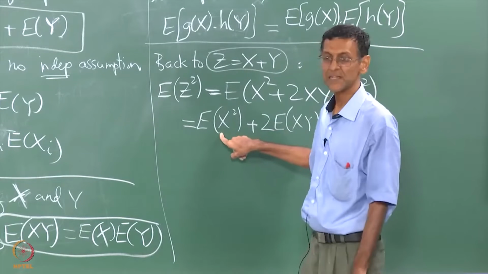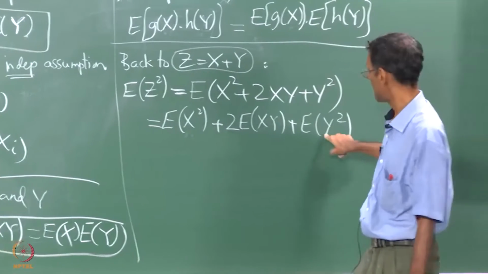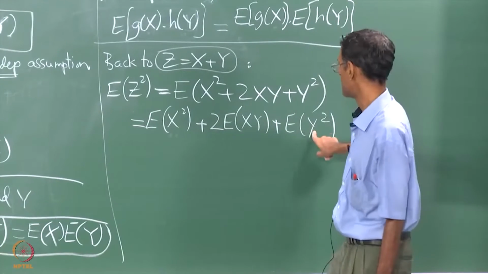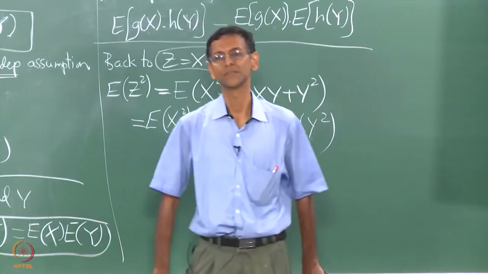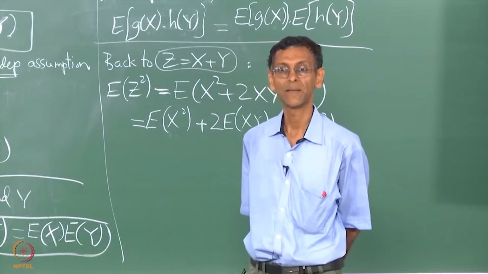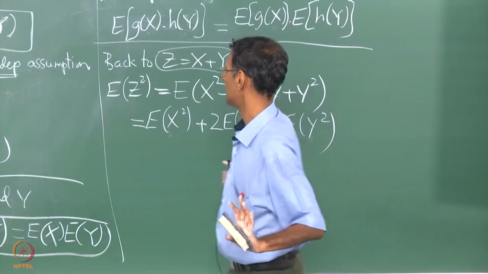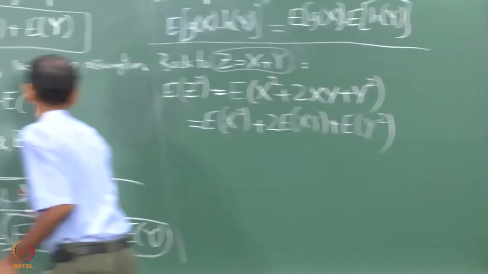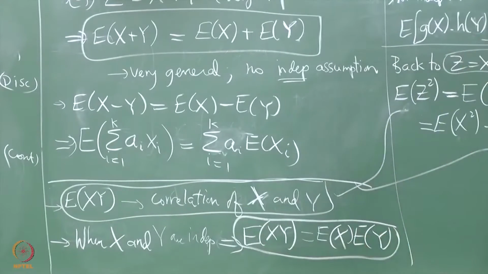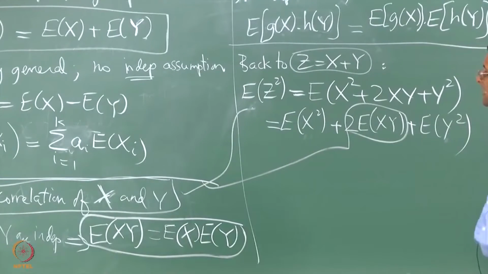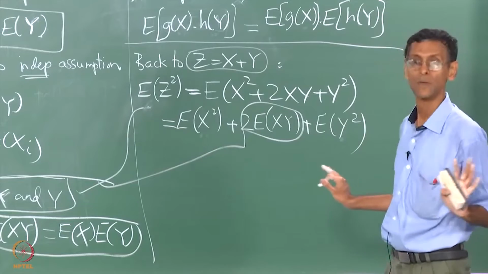So this first term depends only on the marginal PDF of x. The third term depends only on the marginal PDF of y. But this term here is exactly this, E of xy. I am not assuming independence, I am assuming just this. Please do not throw in any independence, there is no independence as of now.